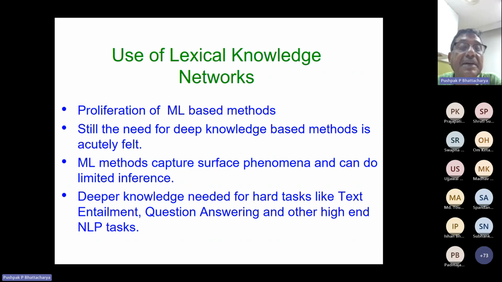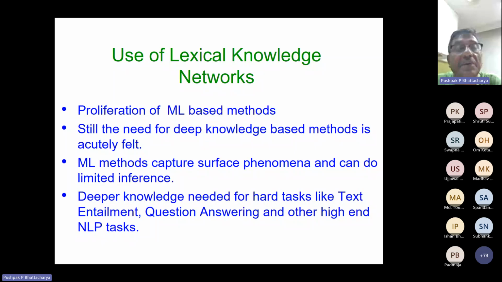So what is lexical knowledge network? Here is the motivation. We of course have ML-based methods proliferating, but deep knowledge-based methods are still needed. Okay. So for example, for named entity recognition, if we know the named entity type of an entity, and if we indeed know that the entity is a name, then it actually helps in subsequent NLP tasks. And the training can achieve higher accuracy with lower amount of data, provided all this external knowledge is available. Machine learning methods capture surface phenomena and can do limited inference. So machine learning essentially captures correlation or patterns, identifies patterns. And they can therefore do limited inference, which is why they suffer from bias, hallucination, and so on.